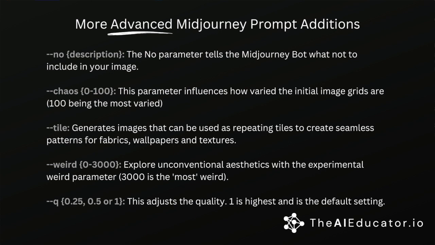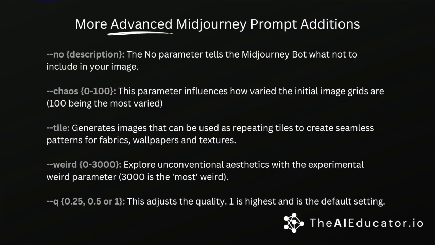Weird is the next one. So --weird, and then after a space, you type in a numeric value of 0 to 3000 this time. You can explore unconventional aesthetics within the experimental weird parameter just to see how off the wall your images can be and how weird, I guess, Midjourney can interpret your prompts.